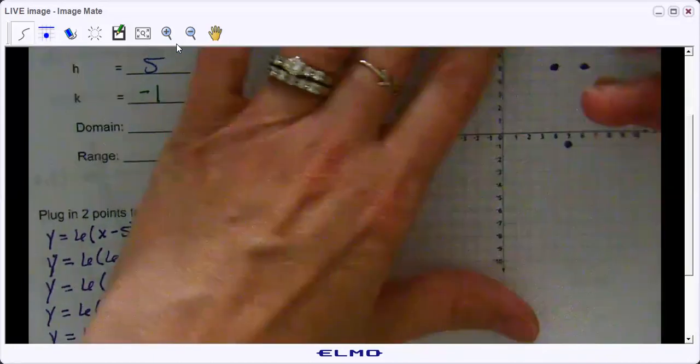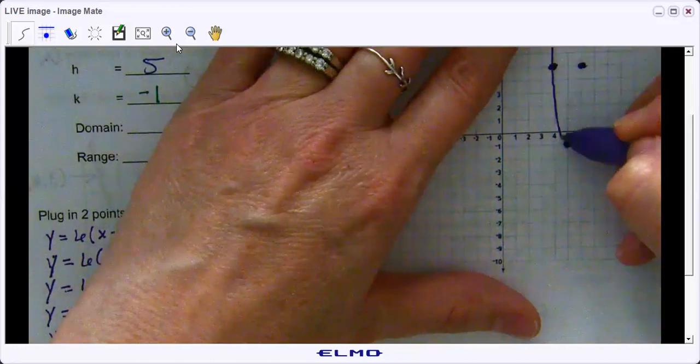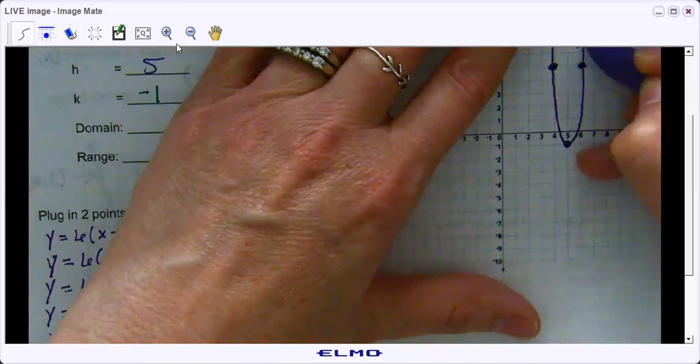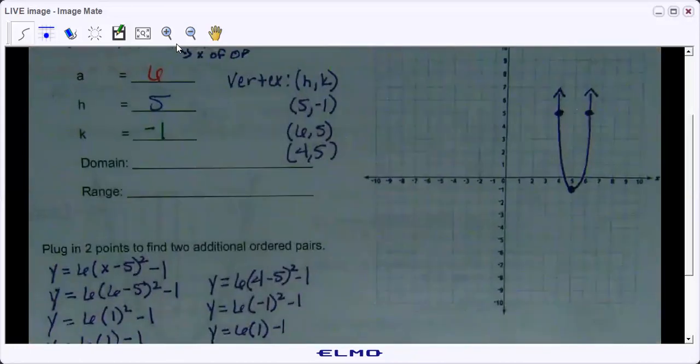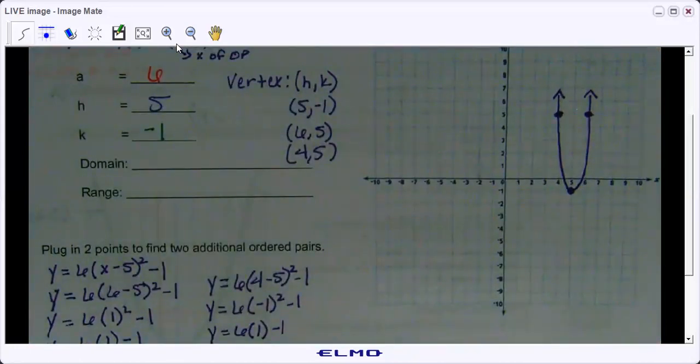And when you graph your parabola, it should look something like this. Remember, parabolas are U-shaped. I always like to graph 5. It's a little bit easier when you sketch your parabola, but we really only need 3.